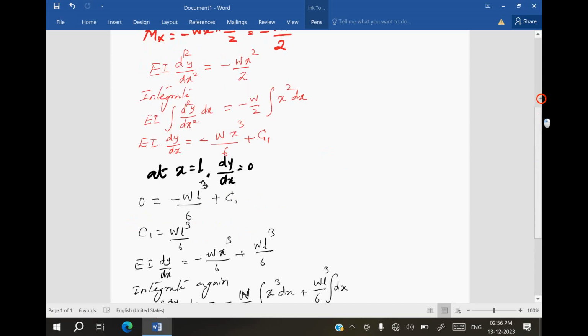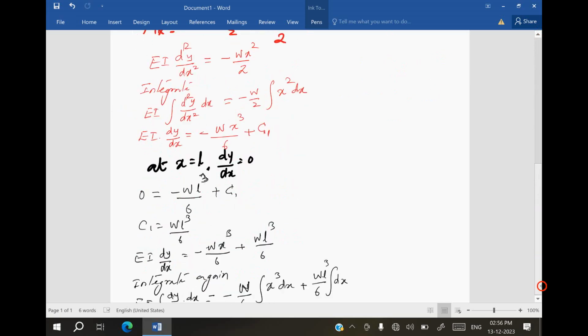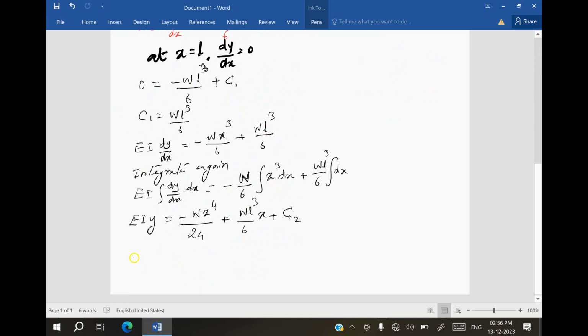Now again go back. If you go back to the top, you can see at point A your deflection is 0, is it not? So I can simply write when x is equal to L, y is equal to 0. Just go and substitute the value now. So you will have 0 is equal to minus WL to the power of 4 by 24 plus WL to the power of 4 by 6 plus C2. Okay.